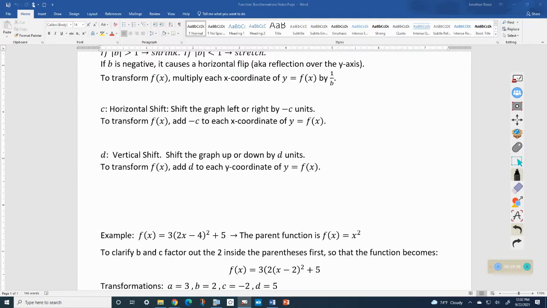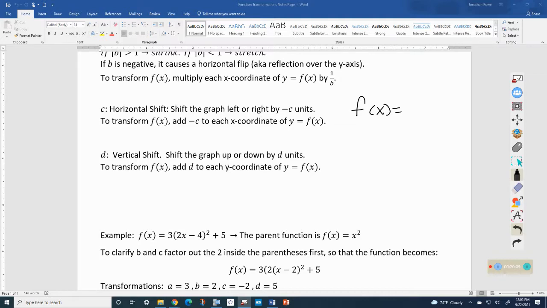And the last one is D. D is probably the simplest one. It just shifts the graph up or down, and it does it the way you would think. If it's plus 3, you shift it up 3. If it's minus 5, you shift it down 5. The difference between C and D is that C is inside of the parent function, D is outside of the parent function. So if it was an absolute value, you'd be adding something outside of the absolute value. If it was a square root, you'd be adding or subtracting something outside of the square root.